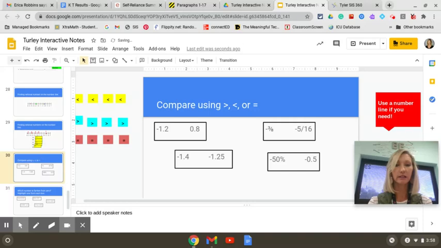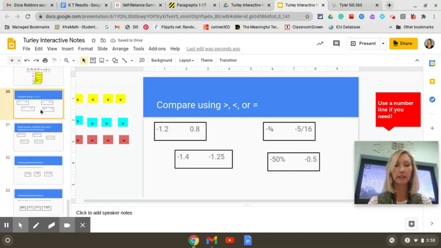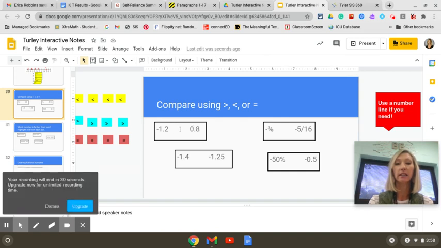Next slide. Slide 30 says compare using greater than, less than, or equal to. So we have a -1.2 and a positive 0.8. Okay, so I'm going to stop here and I'm going to start here on the next video.